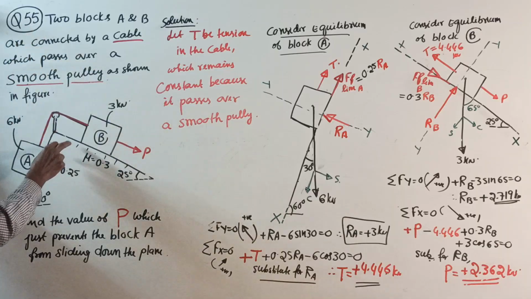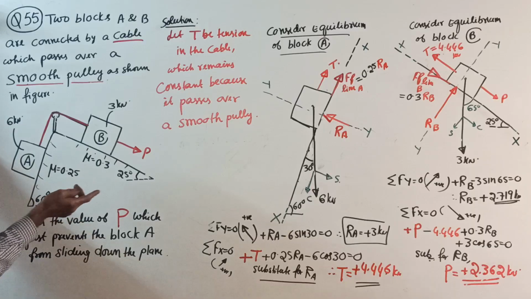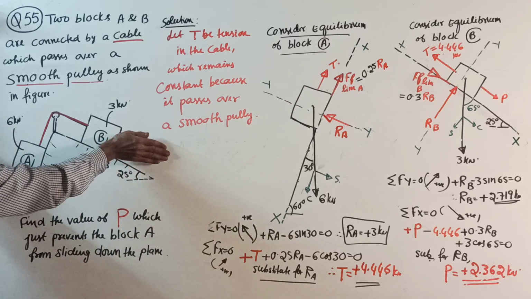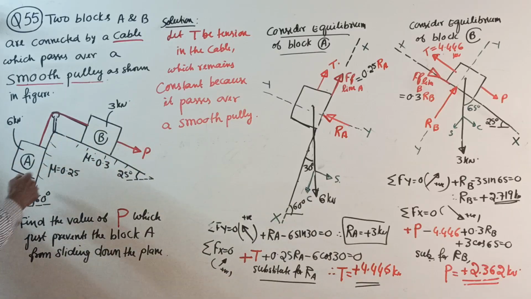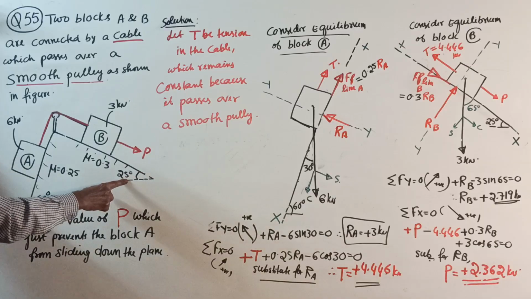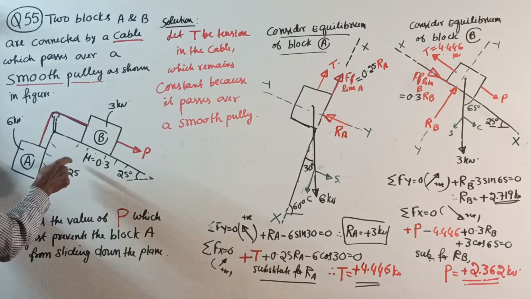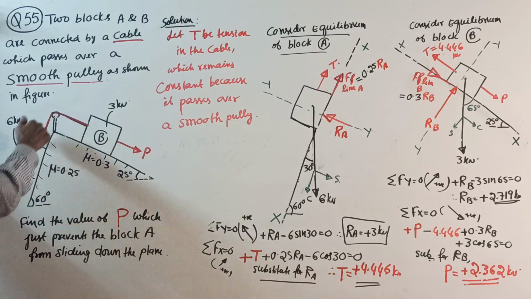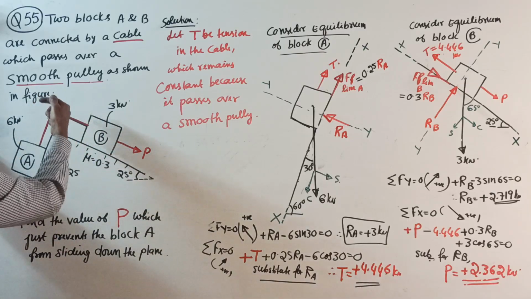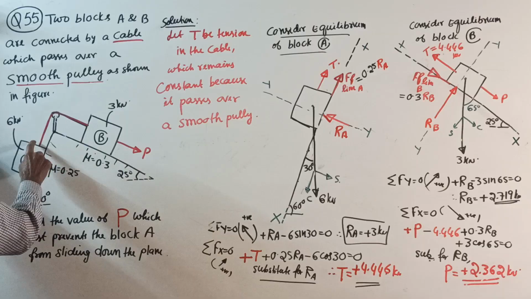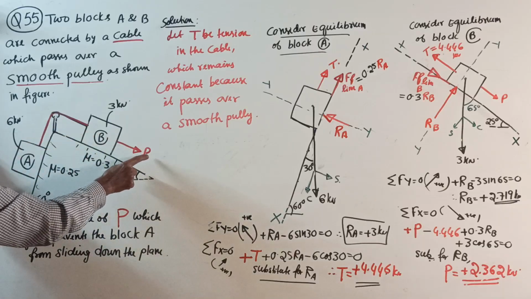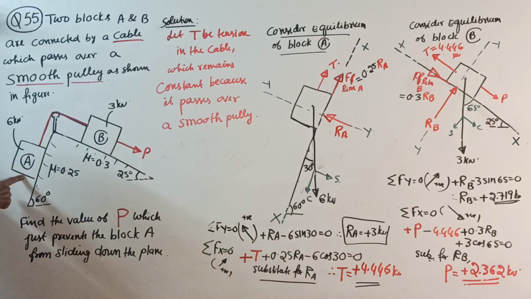Question number 55: see here, the person who set the question made a steep angle here and a smaller angle here. Therefore, if the force is not there, surely this will slide down. That cannot slide down because of the lesser angle, higher force and less friction here. So this block A will slide down, he thinks, and when it slides down, this will move up. Now the question is, what force P is required to prevent it from sliding down? The force you apply here prevents block A from sliding down.